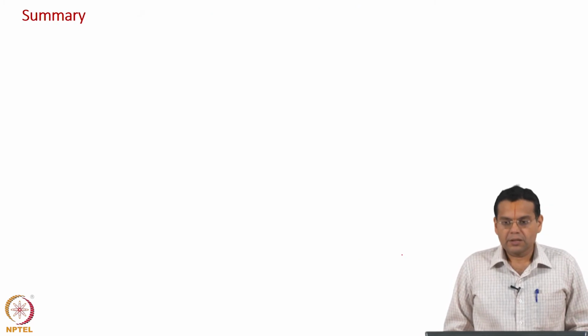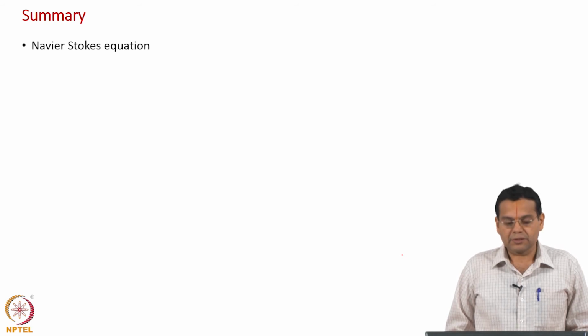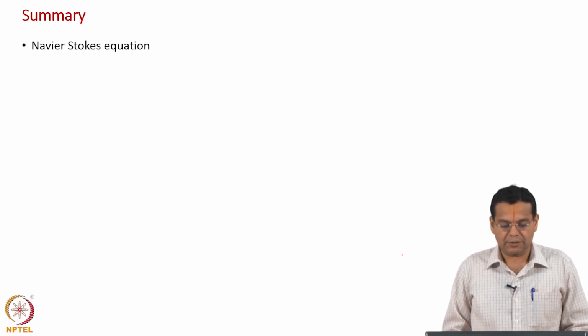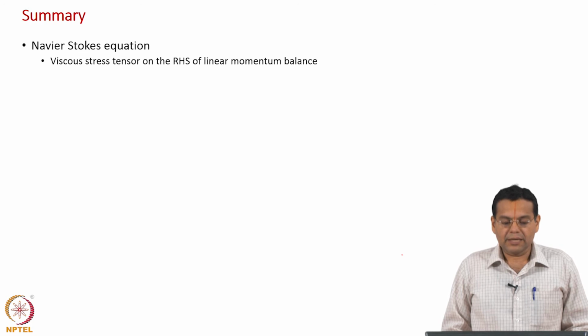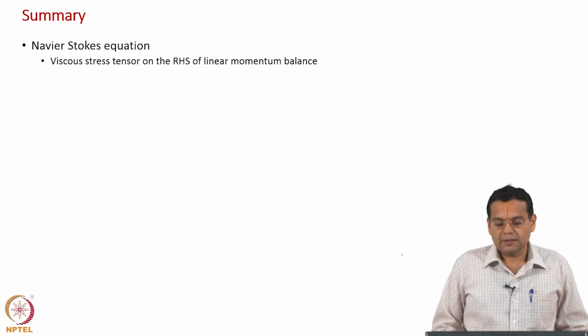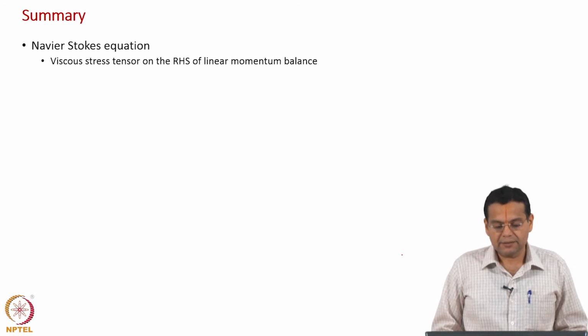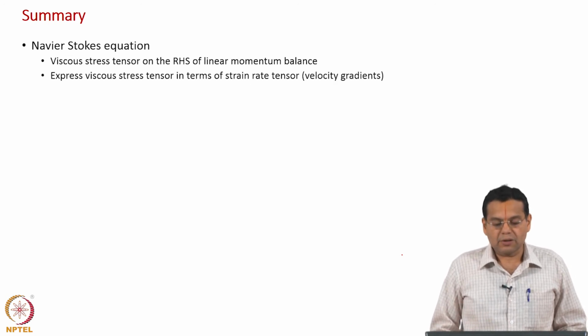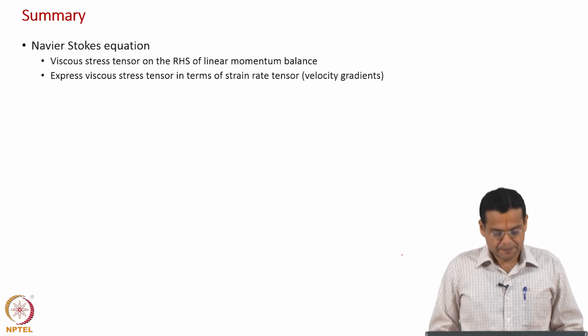And to summarize, we have derived the Navier-Stokes equation. As I told you, with all the knowledge we have, it was just a few steps to get the Navier-Stokes equation. We took the viscous stress tensor terms on the right hand side of the linear momentum balance, and expressed those components of the viscous stress tensor in terms of the strain rate tensor or the velocity gradients. The moment we do that, in a few simple steps we could get the Navier-Stokes equation.